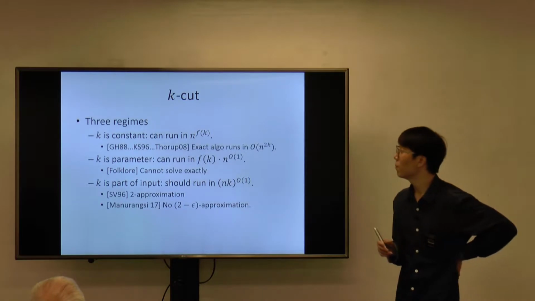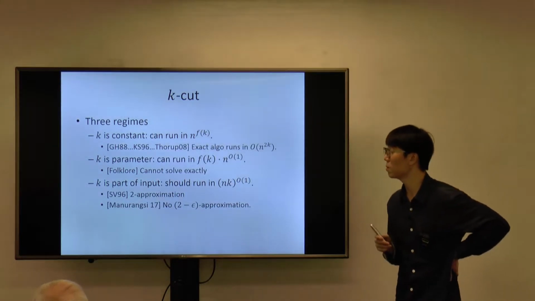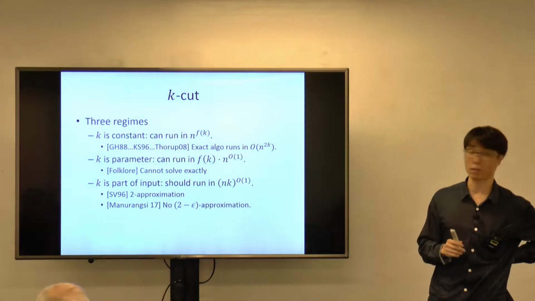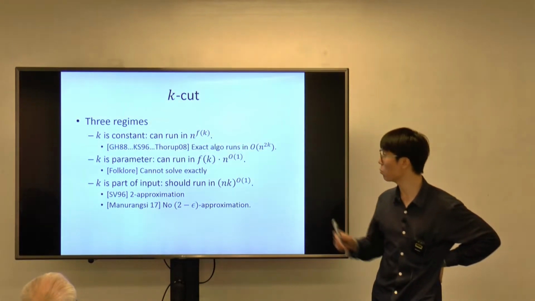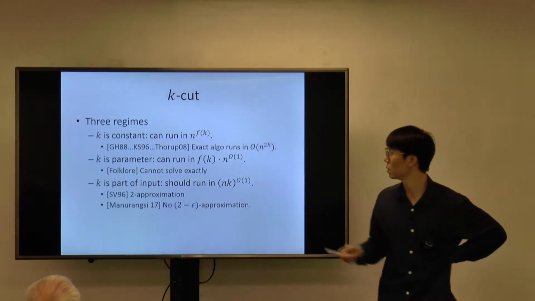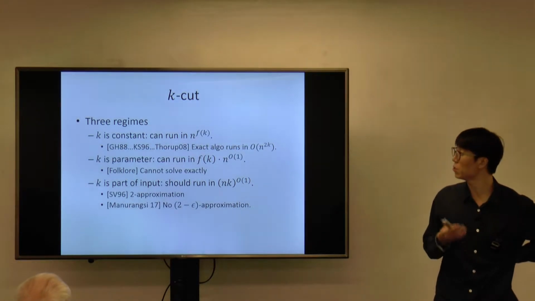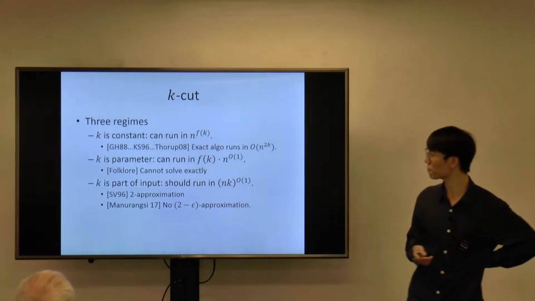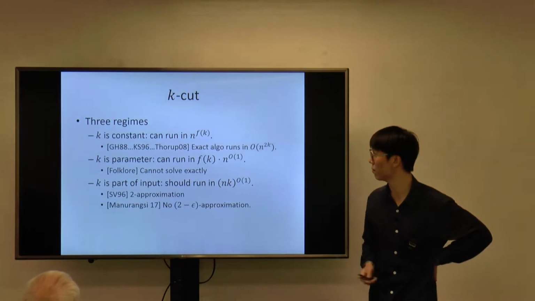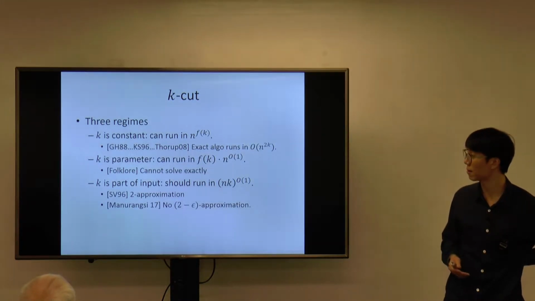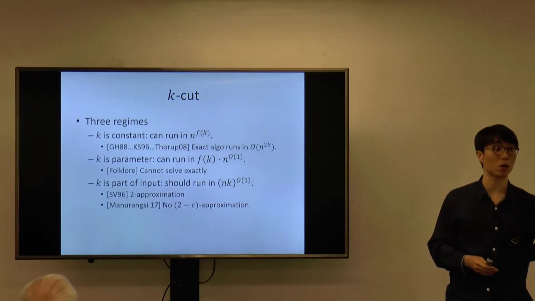And then for exact optimization, it was known that k-cut is as hard as k-clique. Okay? And we believe that k-clique cannot be solved in FPT time. So when k is a parameter, we only knew that we cannot solve the problem exactly, but nothing more was known. And then in the most restrictive regime, where we want polynomial time algorithms, there's a paper by Saran and Vazirani, which gave us a two approximation algorithm.